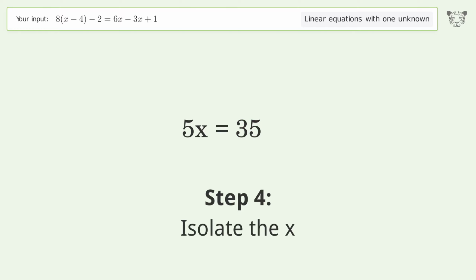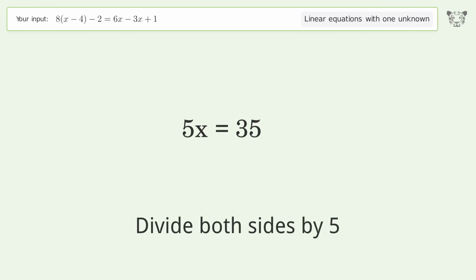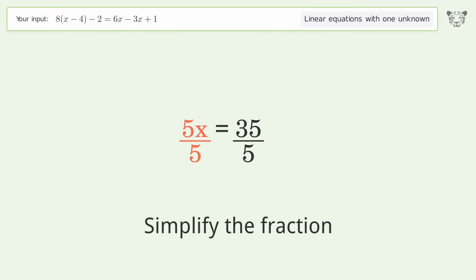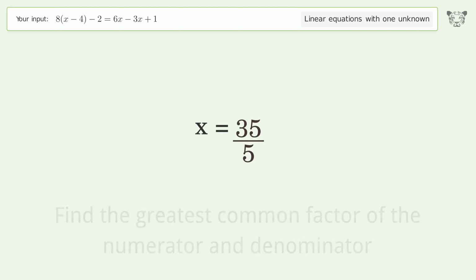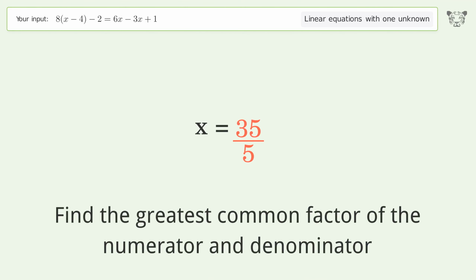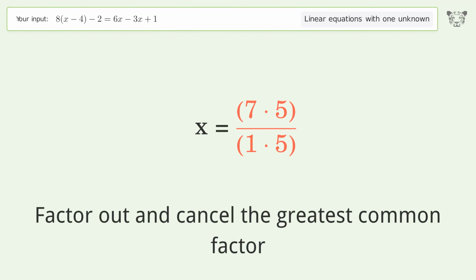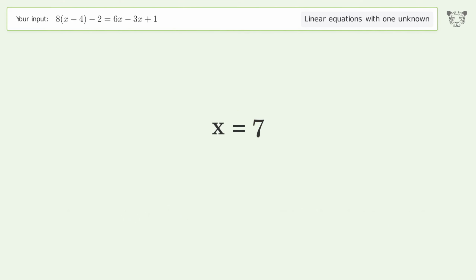Isolate the x. Divide both sides by 5. Simplify the fraction. Find the greatest common factor of the numerator and denominator. Factor out and cancel the greatest common factor. And so the final result is x equals 7.